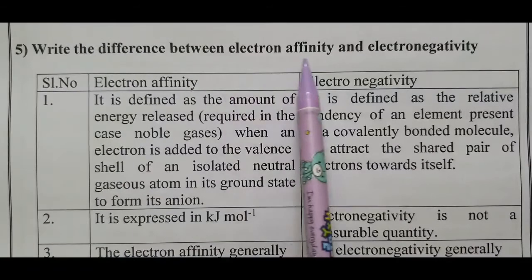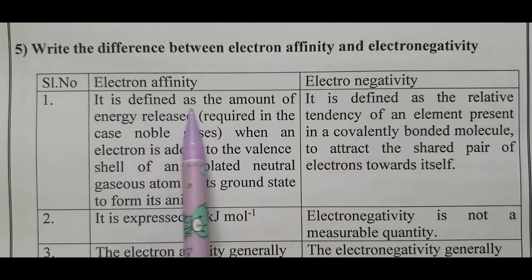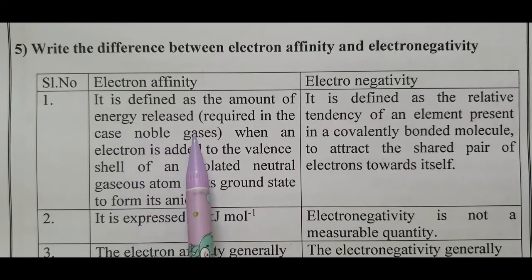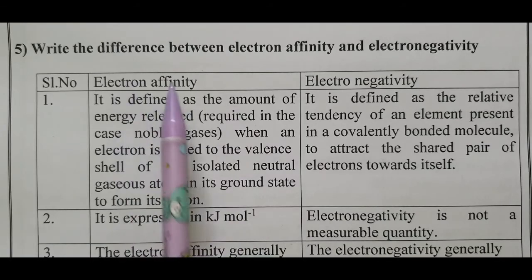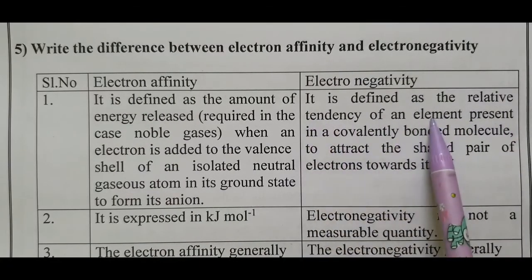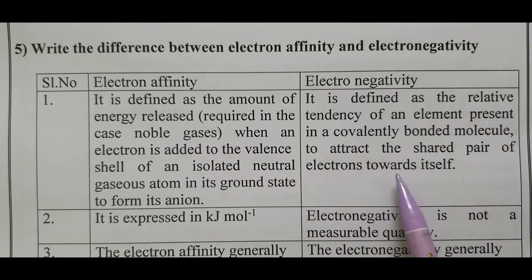Write the differences between electron affinity and electronegativity. Electron affinity is defined as the amount of energy released, or required in the case of noble gases, when an electron is added to the valence shell of an isolated neutral gaseous atom in its ground state to form its anion. Electronegativity is defined as the relative tendency of an element present in a covalently bonded molecule to attract the shared pair of electrons towards itself.